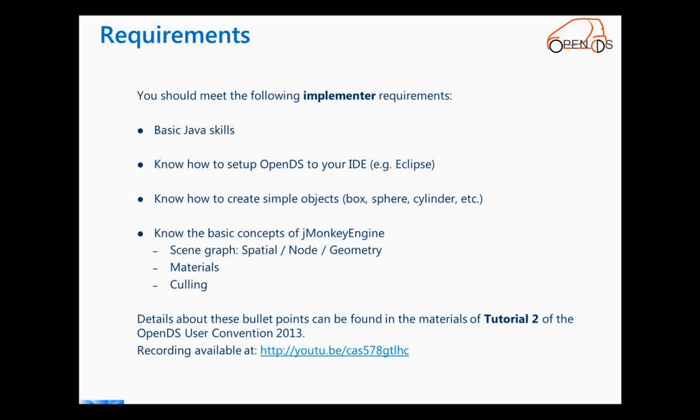However, in the tutorial, we give an introduction on how to create boxes, spheres, cylinders, and other very basic objects that are provided by the jMonkey engine. Furthermore, you should know more about the basic concepts of the scene graph, which is about spatial representation, spatials consisting of nodes and geometries, for the representation of the scene graph in a tree. You should know a little bit about materials and the notion of culling, making objects visible or invisible.